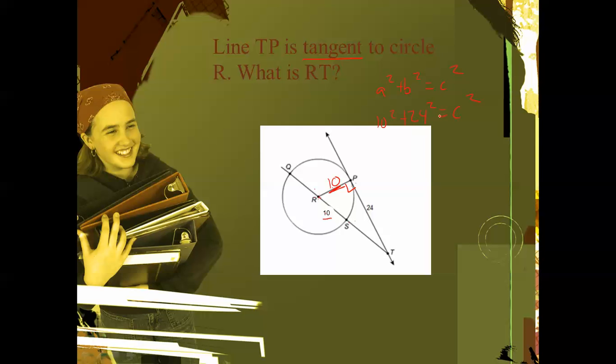10 squared, 10 times 10, is 100. And then 24 squared, which is 24 times 24, is 576. Then you're going to add 576 to 100, which is 676. And remember, it's been squared here, so we want to take the opposite, which is the square root. If you take the square root of 676, you get 26.